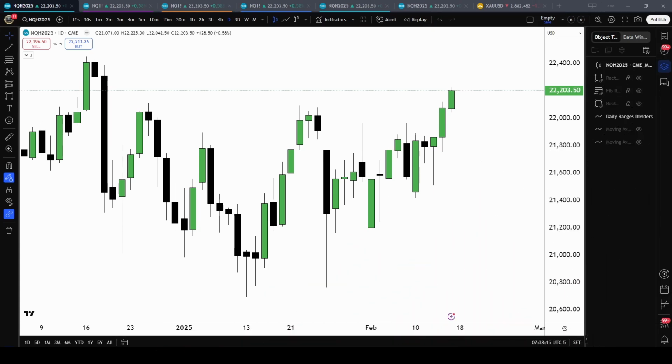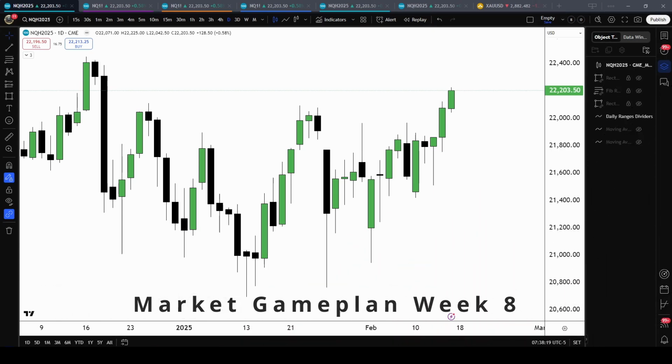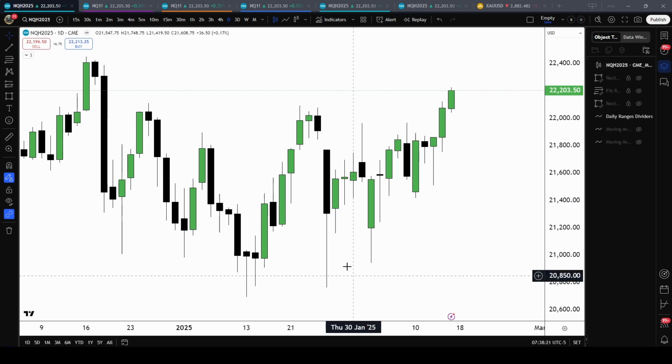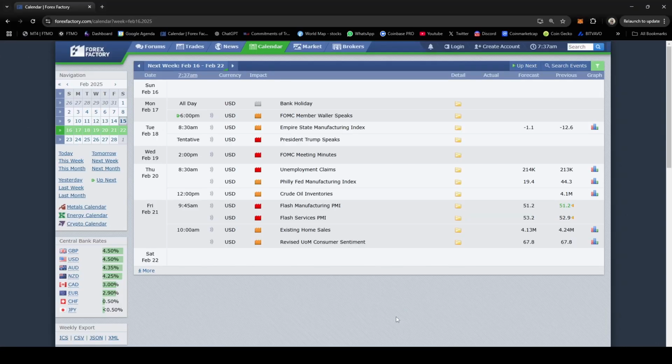Welcome traders to this new market game plan for week 8 for Nasdaq futures. So first, let's dive into the economic calendar for next week.